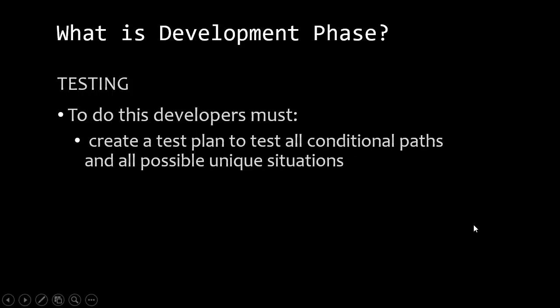To do this, the developer must create a test plan to test all conditional paths and all possible unique situations. If we sit back and we build our application and we do it in modules or classes, all we got to do is test each one of those particular classes. Okay? And then what we got to do is integrate those together. So our test plan must make sure we test all the paths. When I say paths, conditional paths in every class, in every module, and so on. If we do all that, it's actually pretty simple to make sure we got our expected results coming out of that.